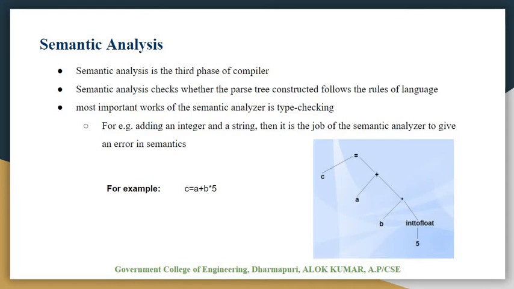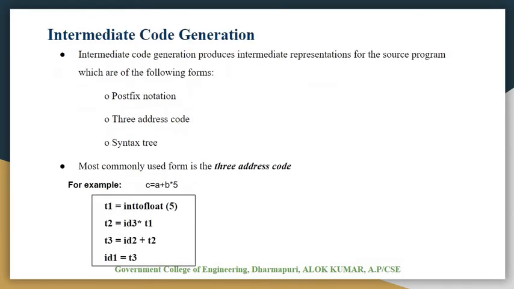Suppose we are taking one example, C equals A plus B into 5. At that time you can see this int to float. It is converting that 5 from int to float. So 5 will now be a float, because the value of B can also be a float. Because of that, if we are doing multiplication, at that time 5 also we have taken as float.